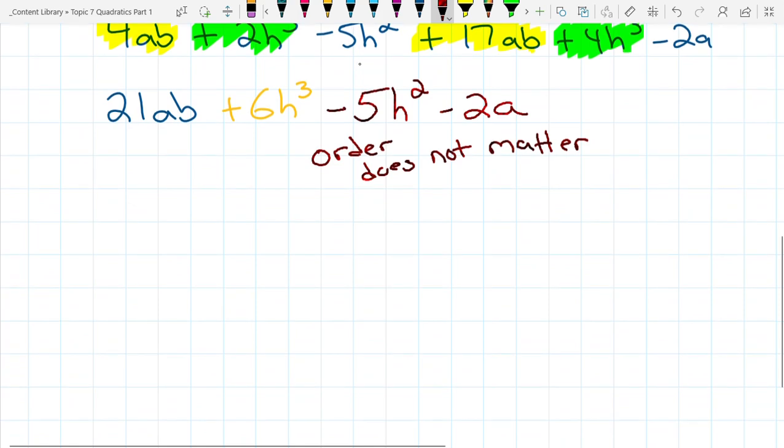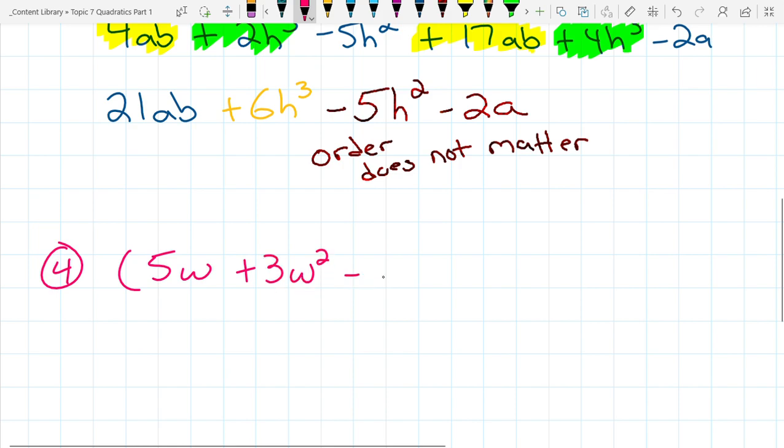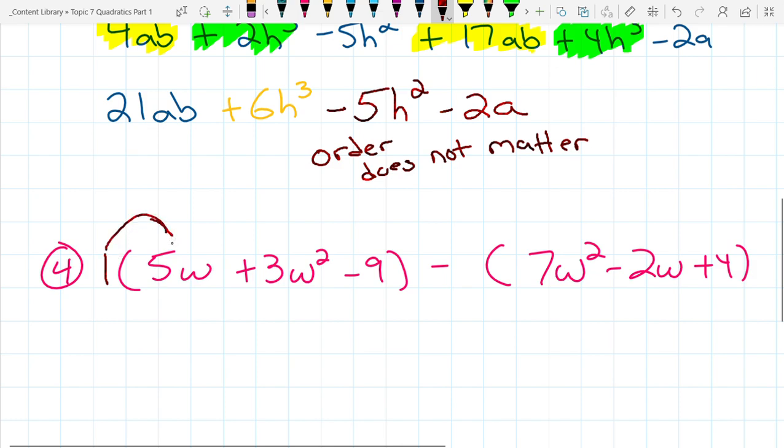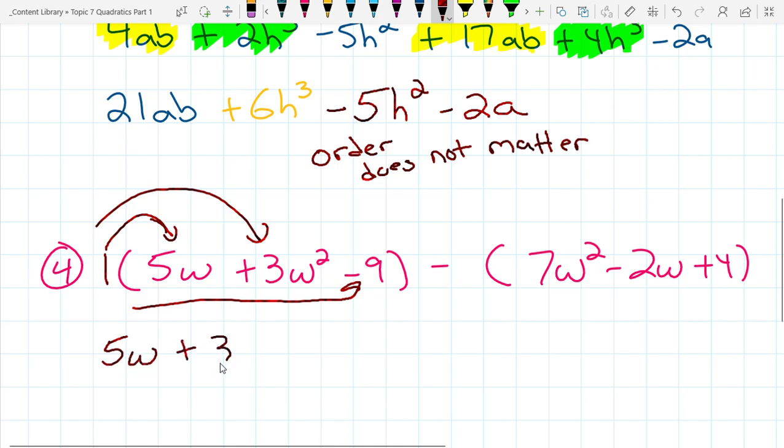Now number 4 is a little bit different, because 4 is a combining like terms problem again, but this time it's a subtraction problem. So something unique will happen in this question. We have 7w squared minus 2w plus 4. What happens here is you have that 1 in front, so we distribute the 1 to all the numbers. So we have a 5w, a plus 3w squared, and a minus 9. But here's where you have to be careful. In front of here we have a 1, but it is a negative 1.